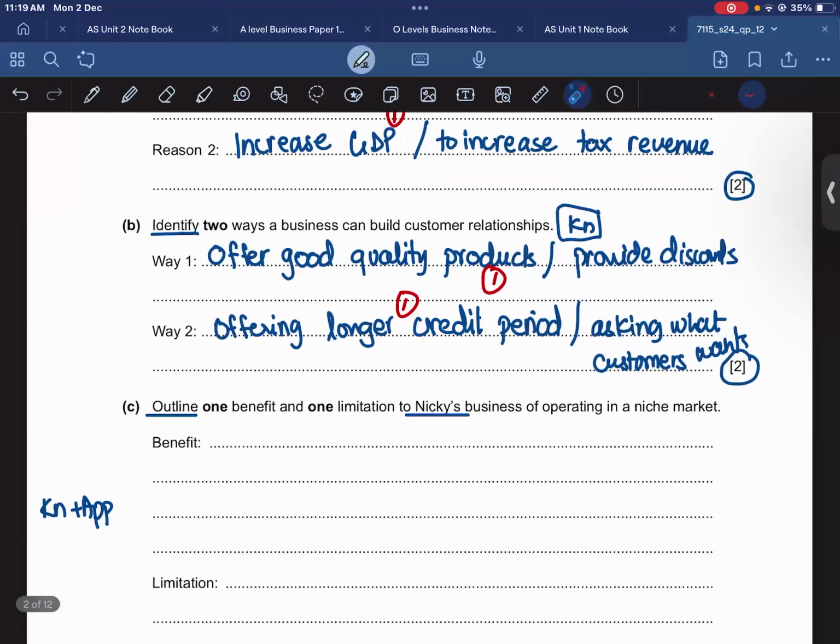Then we have identify 2 ways a business can build customer relationships. So building customer relationship is quite important.